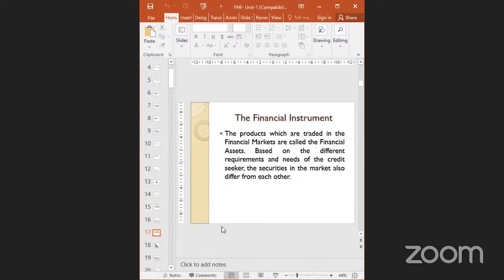So look at this slide, what is written. The products which are traded in the financial market are called financial assets or financial instruments, which are based on different requirements and needs of the individual, the needs of the credit seekers, the needs of the security market, and the needs of each and every particular person. So how were financial instruments invented? Today, if you see, there is a huge broadening of the financial instruments. That is, the provisions of funds are very huge.